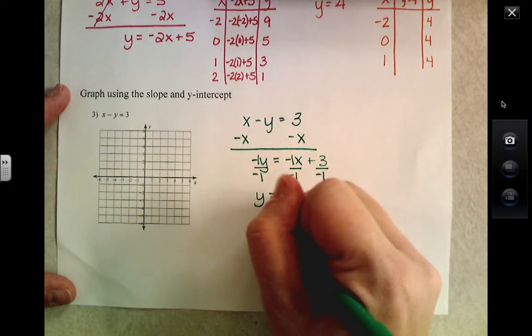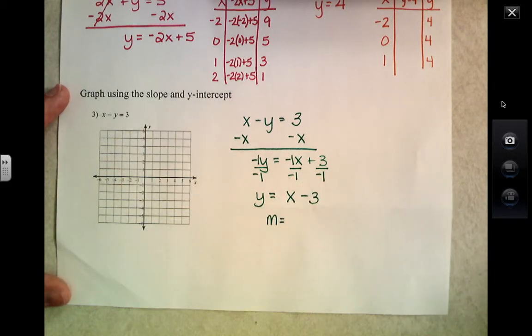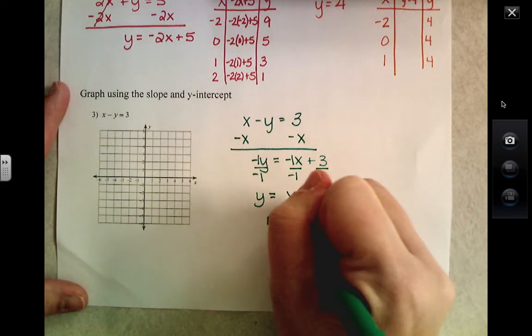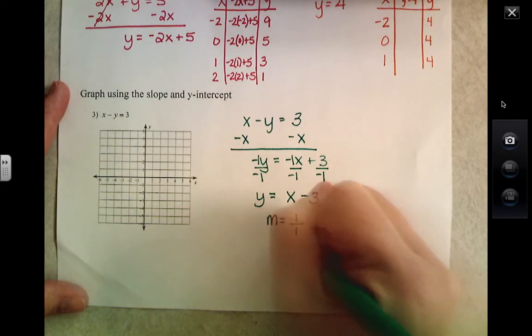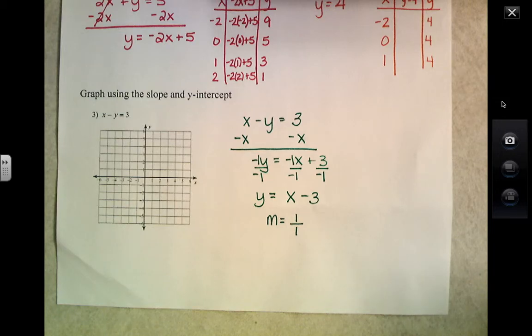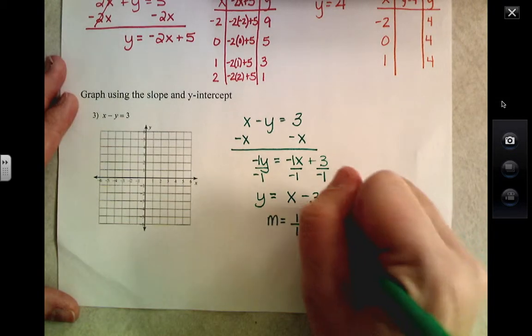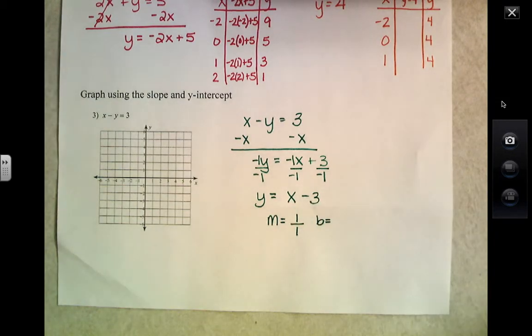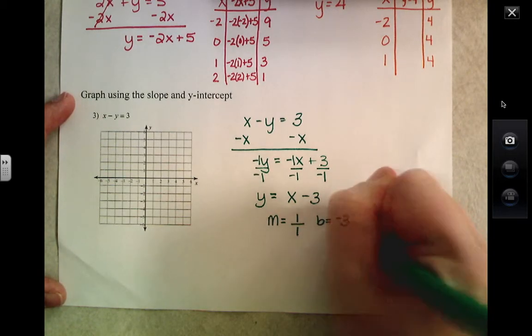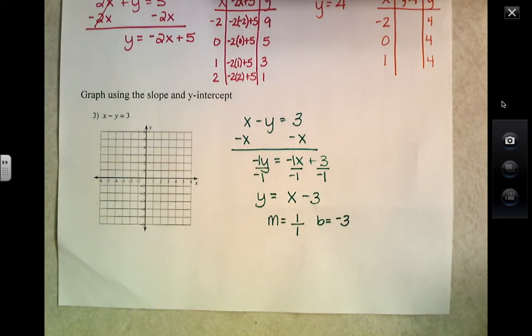So what is the slope of this line? The slope is the number in front of the x. And in this case, the number in front of the x, which we can't see, is 1. If I want to make that a fraction, I'm going to put it over 1. So I have a slope of 1 over 1. What is the y-intercept of this line? That's the number that's by itself. Very careful here because it is a minus 3, which makes the y-intercept negative 3.